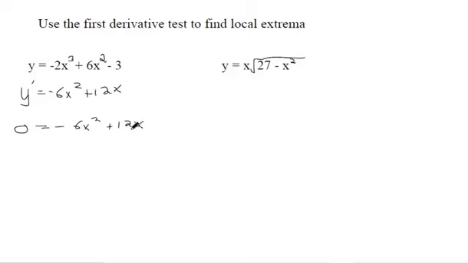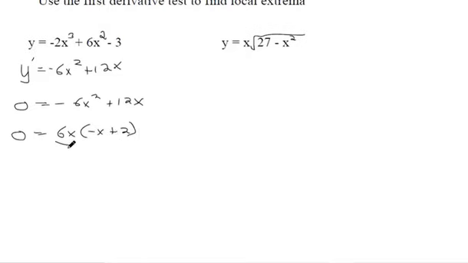And we solve quadratics by factoring out what we can. We can factor out a 6x from both of those. That leaves us with negative x plus 2 here. And then our goal is to set each factored piece equal to 0. So if you set this equal to 0, then you get x equals 0. And if you set this equal to 0, then you get x equals 2. Those are the two places where we have critical points.